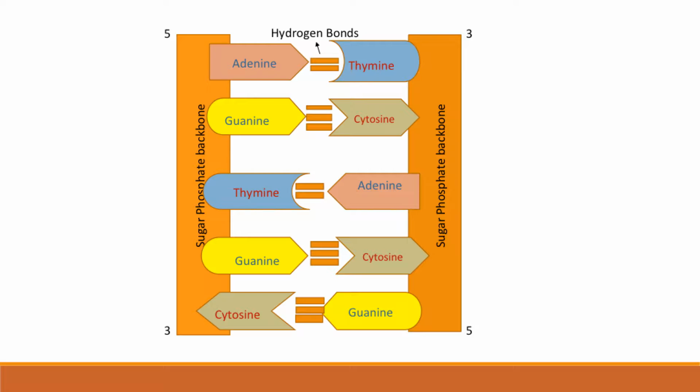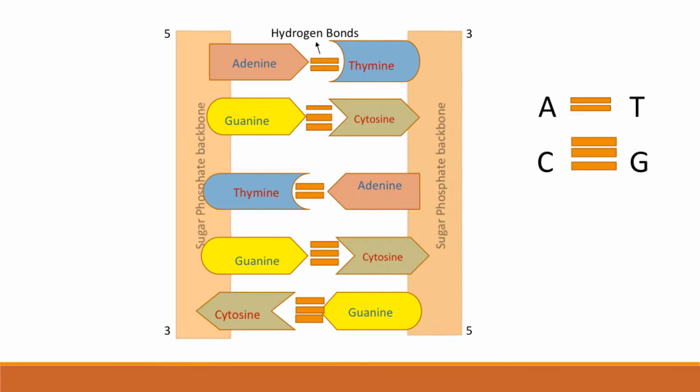The nitrogenous bases are adenine base pairing with thymine and guanine base pairing with cytosine. Adenine, 2 hydrogen bonds, base pairs with thymine. Guanine, 3 hydrogen bonds, base pairs with cytosine. You can also see the antiparallel nature of the 2 polynucleotide chains, 5' to 3' in one direction and 3' to 5' in another direction.